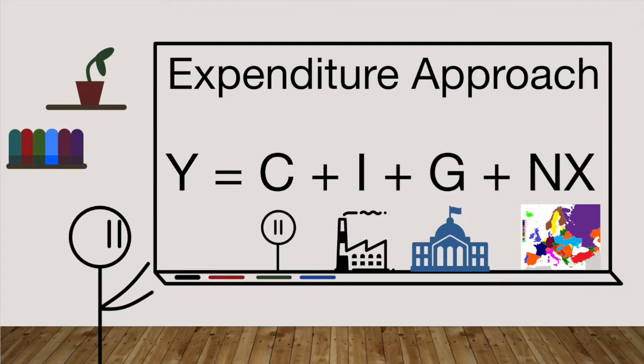One thing to know about the variable G in this equation is that it does not include transfer payments. A transfer payment is income received where no goods or services are being paid for. Subsidies like welfare or bailouts are examples of transfer payments and are not counted in GDP.